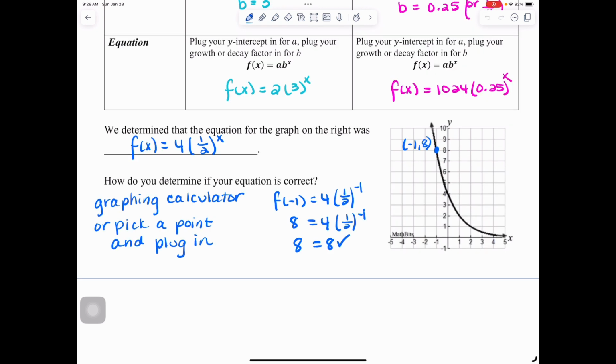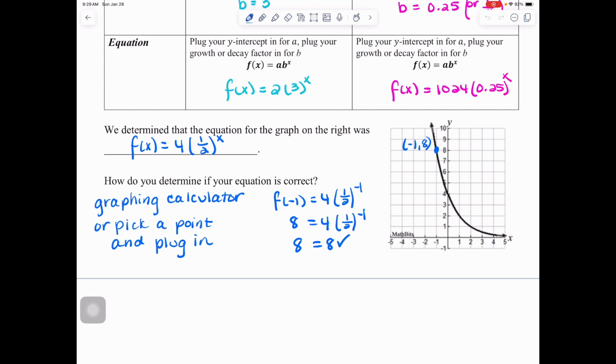So you have some options here. You could use the graphing calculator. I would go to my y equals screen. I would type in 4 times 1/2 to the x. I would hit zoom 6 and see what the graph looks like, see if it matches my graph. And I could also do second graph to look at the table to see if the points that I am identifying on my graph are the points that are really supposed to be there, because they'll be in the table. Or, like we've done in the past, you can pick a point and plug it in.